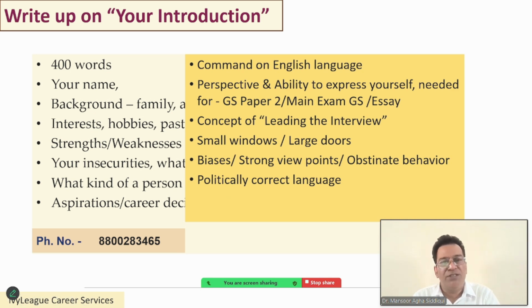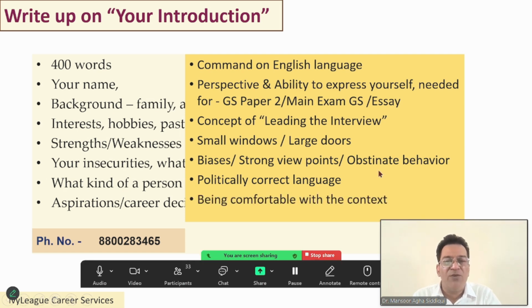This is something which is very essential for you to handle the CSAT paper. It is very essential for you to pick up answers in case of your GS paper 1, and politically correct language is a major component of your mains examination answer writing, essay writing, and even the interview. We'll talk about this more. Plus, you have to be somebody who's comfortable with the task which has been given to you. So if I gave you the task of writing your introduction here, you should have comfortably given your best to this particular job. This is also a tested area.